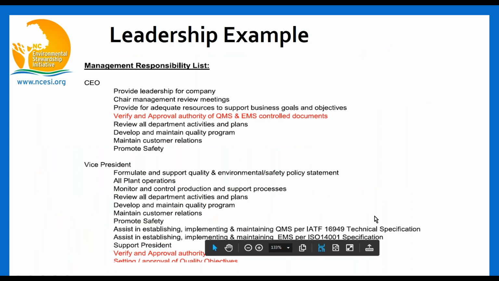So this was just an example of one of our members, and they had a management responsibility list and they spelled out, so this was a company that had a CEO and a vice president, and they identified what they were responsible for and highlighted different areas.